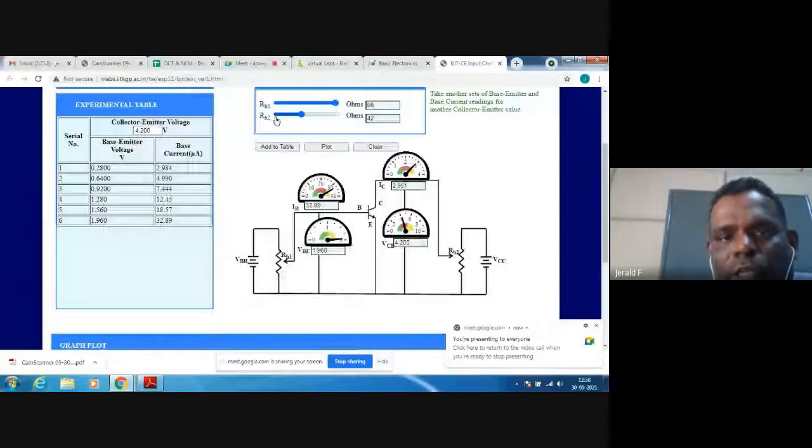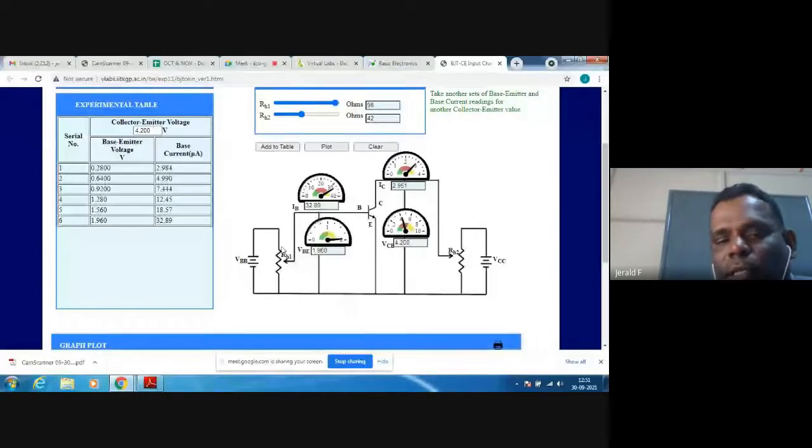RH2 is nothing but the control of the output side. Input you can vary. Once you set up the output, then you have to leave it. Only change from the input side. That is the procedure, called input characteristics. For output characteristics, you set the input and only change the output value, R2 will vary. That is the main difference between input and output characteristics. Okay.